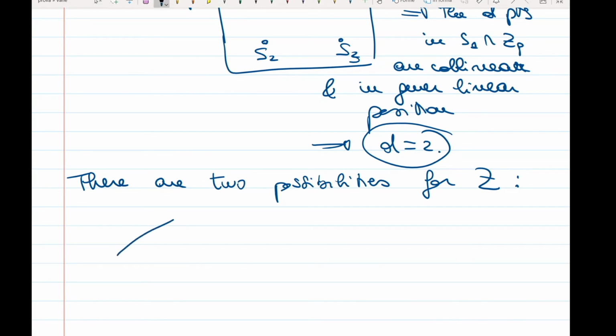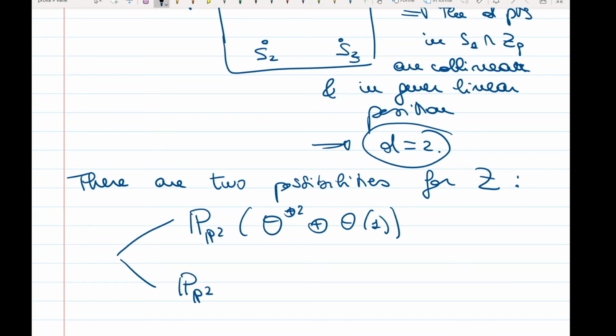So one is the projectivization over P2 of O plus O plus O of 1, and the other one is the projectivization over P2 of O plus O plus O of 2. Okay, and basically this Z determines, once we know that the degree is 2, the two different families that I mentioned in the statement.